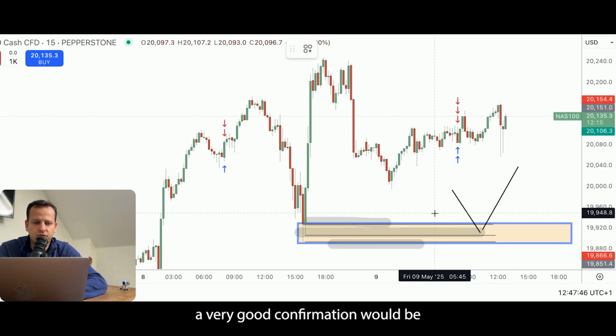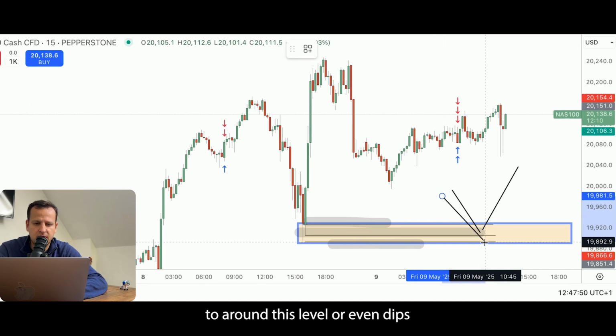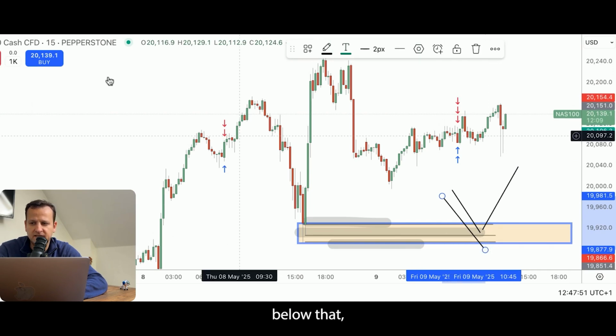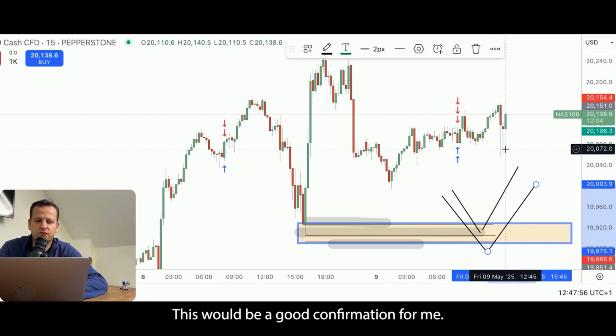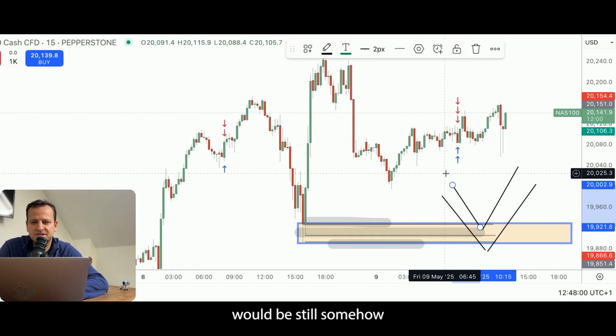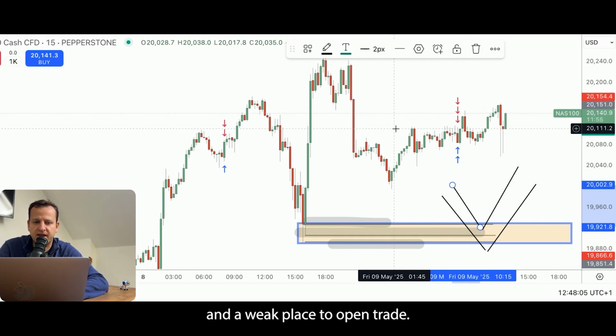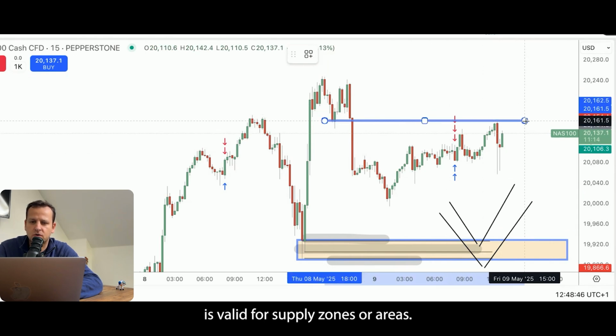For me, a very good confirmation would be if the price goes here to around this level, or even dips below that, and then gives me a confirmation. This would be a good confirmation for me. Being here in the upper part of this rectangle would still be a weak place to open a trade. And the opposite rule is valid for supply zones or areas.